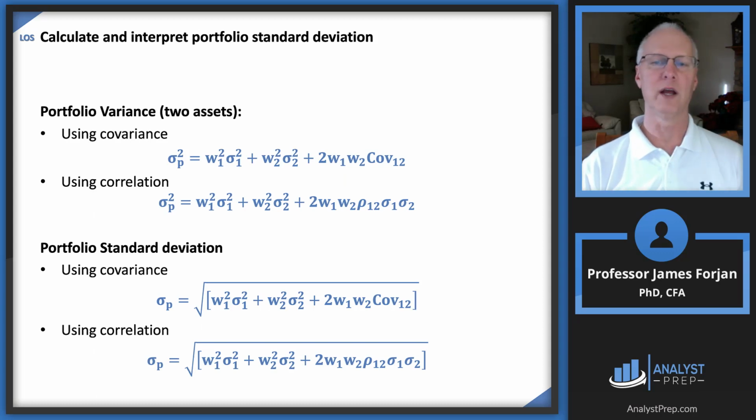So here's the advice that I'll give you. What does the LOS look like? It says calculate portfolio standard deviation. So in order to ask this question, you have to be given the covariance or you have to be given the correlation coefficient. So remember which one is which. Remember which one you're given so that you can use the correct formula. And then, of course, just take the square root to get the standard deviation.